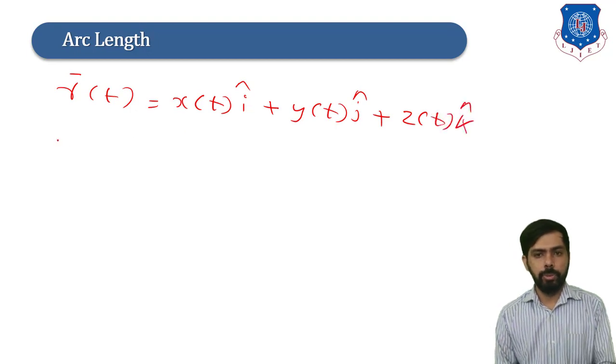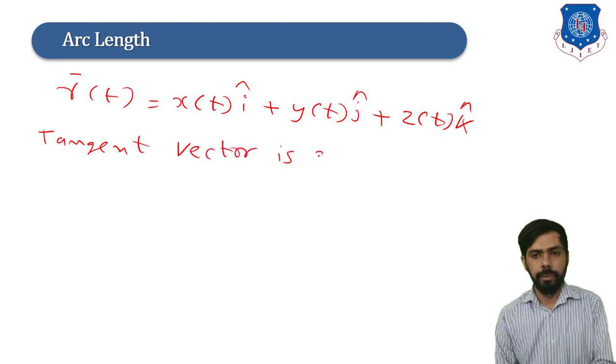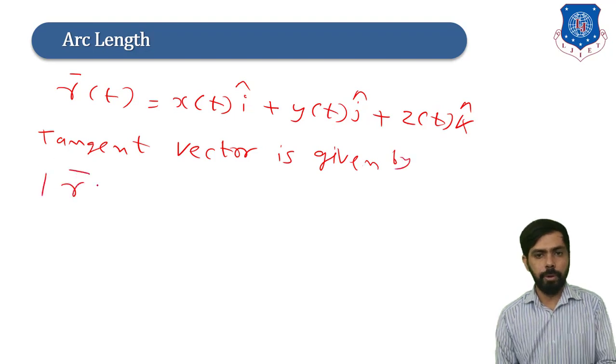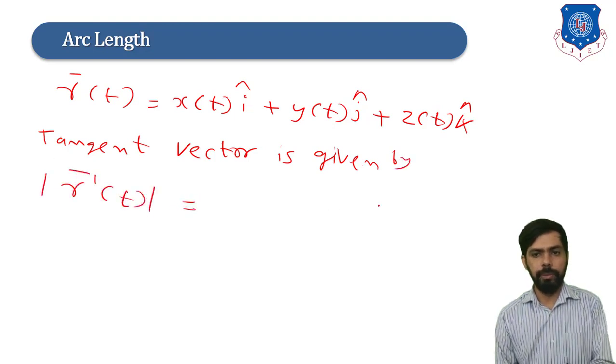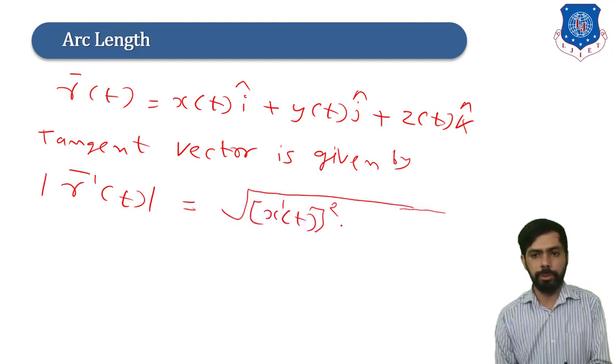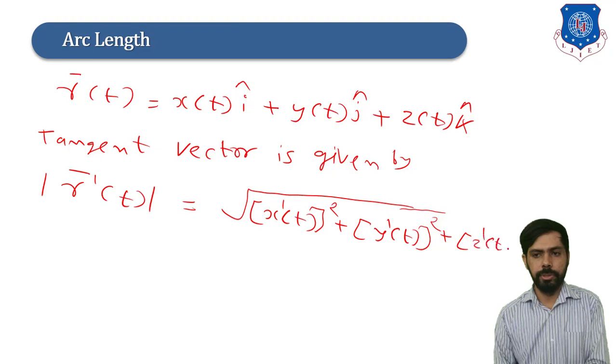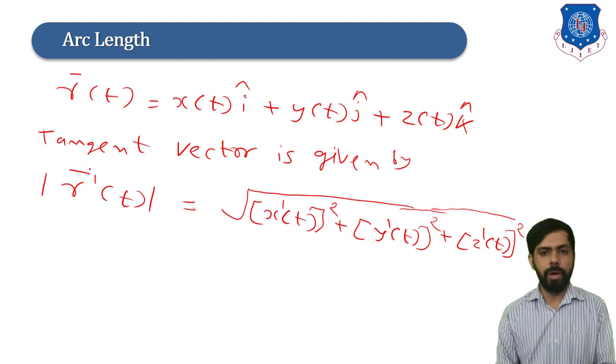Now we will find out the tangent vector. The tangent vector is given by the magnitude of r bar dash t, so it will be the square root of x dash t whole square plus y dash t whole square plus z dash t whole square. So this is the magnitude of r bar dash t.